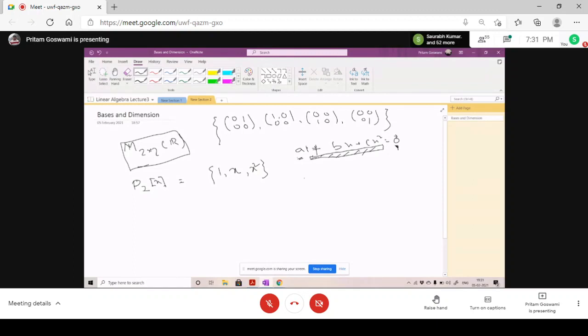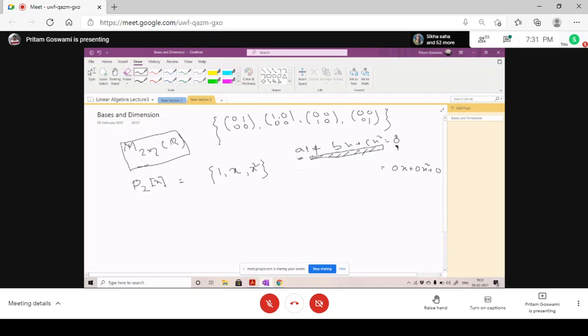Sir, we can also say that the right hand side does not have an x vector or x square vector or one vector. So why can't I write it as 0 plus 0x plus 0x square? Then it would mean a equals 0, b equals 0, and c equals 0. If we write it like that, then it should mean that a, b, and c are zeros.